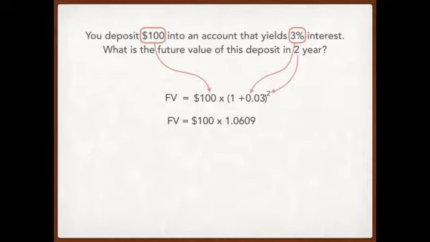So the future value is equal to 100 times 1.03 squared, which is equal to 1.0609, and we multiply that through, and we get a future value of $106.09. So if we were to put $100 into an account that yields 3% interest, in 2 years' time, that would grow to $106.09.